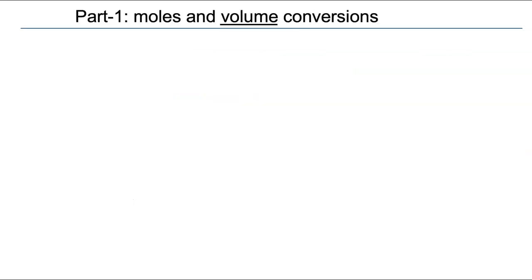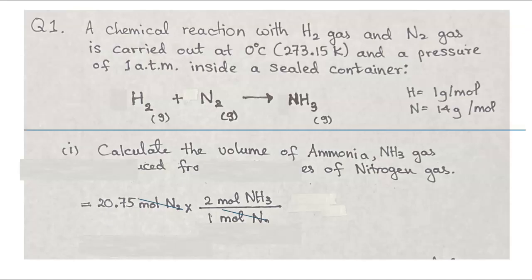So let's go to part 1, moles to volume conversions. Here is my problem. A chemical reaction with H2 gas and N2 gas is carried out at 0 centigrade and a pressure of 1 atmosphere. So this is STP inside a sealed container, and here is your reaction. You're going to balance it, and you are supposed to calculate the volume of ammonia produced from 20.75 moles of nitrogen gas.